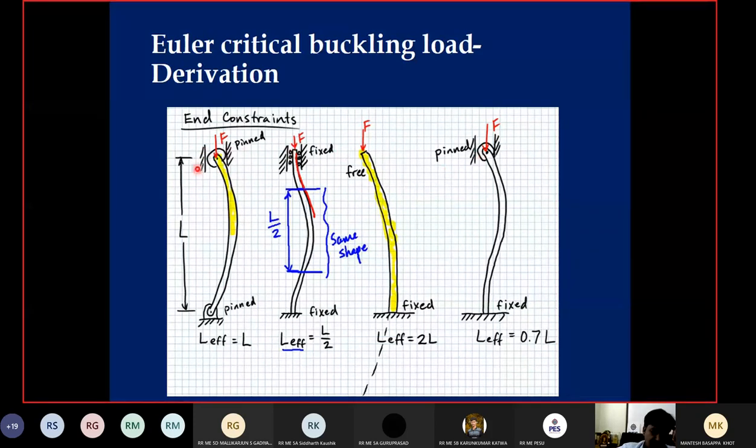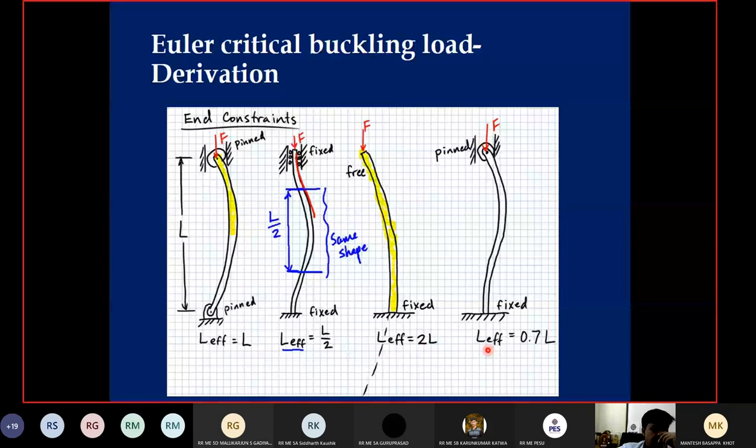So you have pin condition, fixed condition, and you have the fixed and free condition and the pin and fixed condition. If you look at this, for the fixed and fixed condition, the effective length is L by 2, whereas when it comes to fixed and free condition, the effective length is 2 times L. Then when it comes to the pin and fixed, it is going to be 0.7 times L.